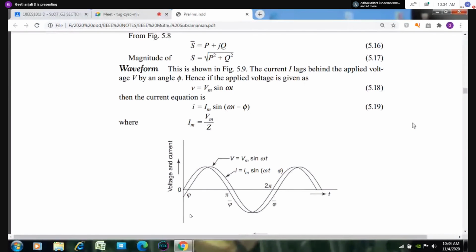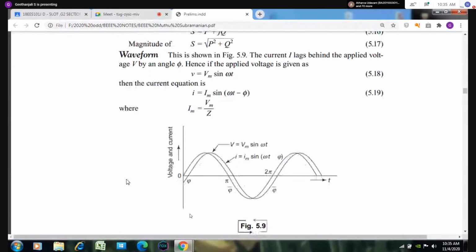Next, we are going to represent these relations in terms of waveform. The current I lags behind the voltage V by an angle of phi. Hence, if the applied voltage is V is equal to Vm sin omega t, then I is equal to Im sin(omega t minus phi). This minus sign indicates that the current is lagging with respect to voltage by an angle of phi, where Im is Vm by Z. This is the waveform representation. V is the reference, with no phase angle, so it starts from 0. The current starts later, so it is lagging by an angle of phi.